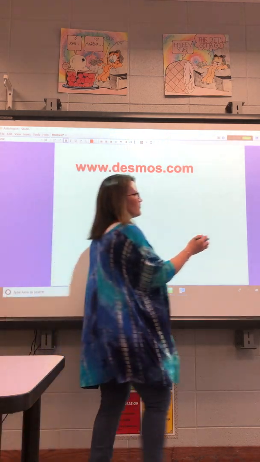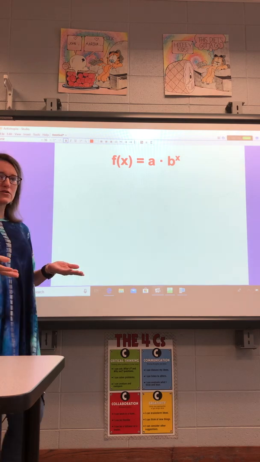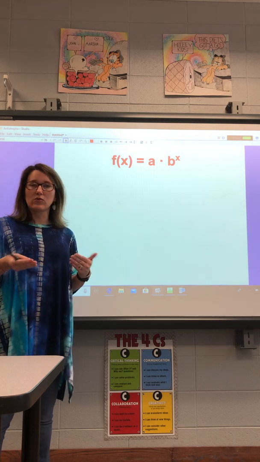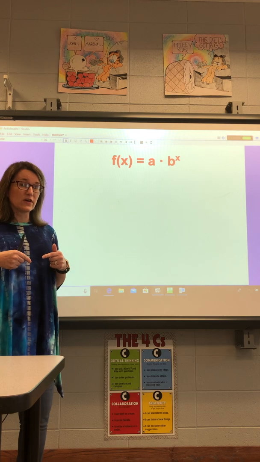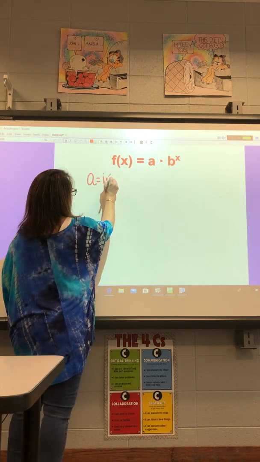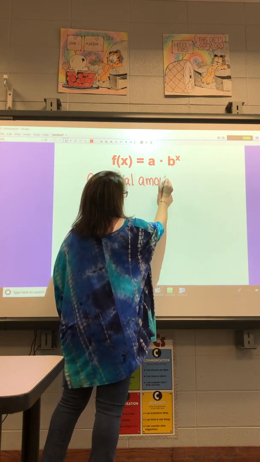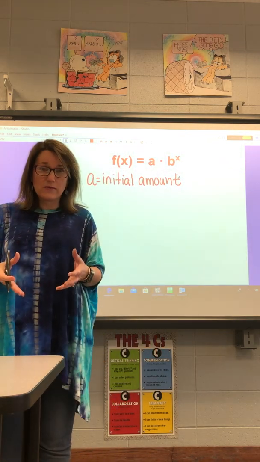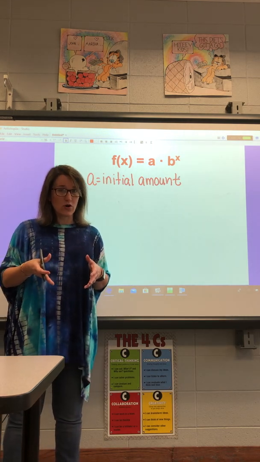Now, let's go ahead and get started with our lesson. If you remember before we left, if you don't, it's fine. We're going to go right back over it. An exponential function, its generic form is y equals, or f of x equals, a times b to the x. Let's remember what those variables stand for. Now, a is your initial amount. An initial amount is how many that you start with. It doesn't matter if you're doing growth or if you're doing decay. A is how much you start with.